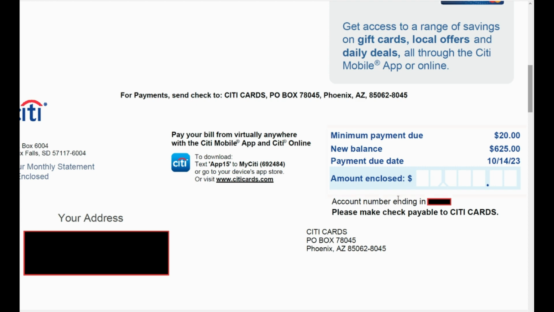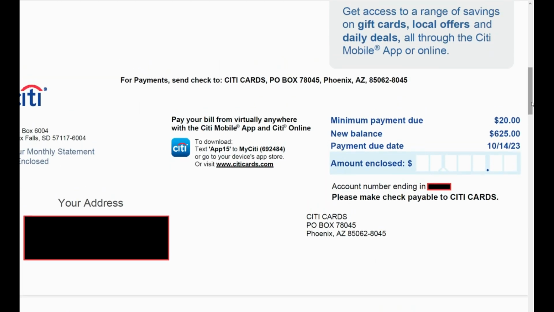And on this pay stub, it's reminding you of what your minimum payment due is, what your new balance is, what your payment due date is. And this is important because the minimum payment only helps you stay current on your payments, but it's not going to prevent you from having to pay more interest, or it's not going to help your credit utilization rate. So whatever you decide to pay, you can write that here, make your check payable to Citi Cards, stuff it in your envelope, mail it.